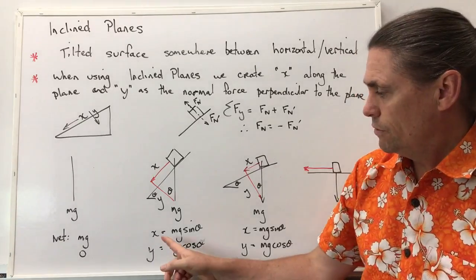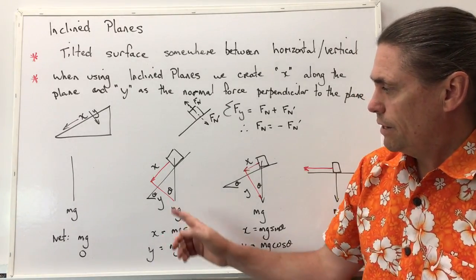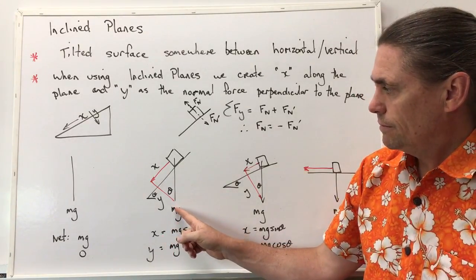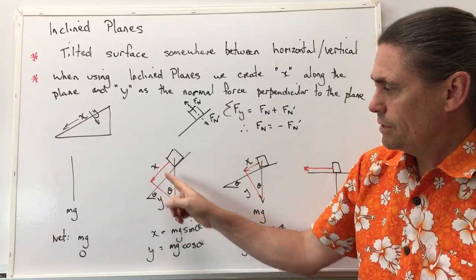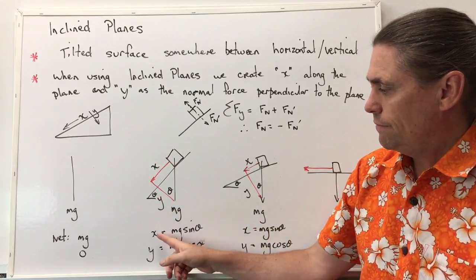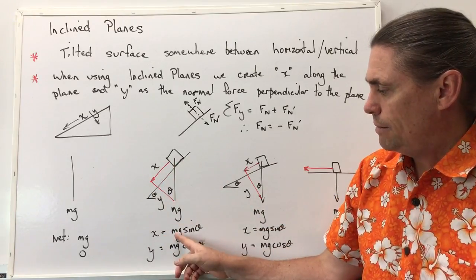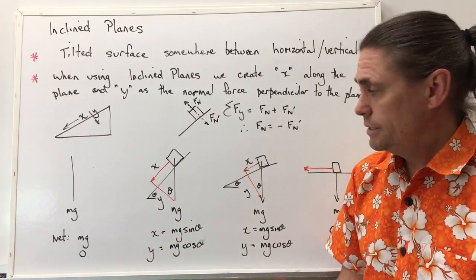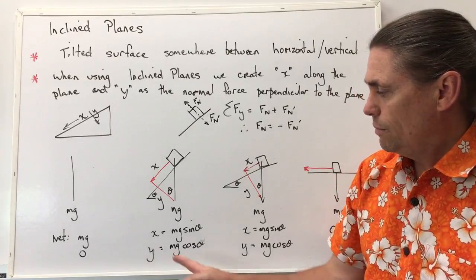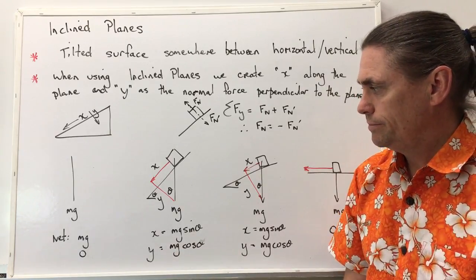First of all, in the x-axis, we're going to get mg sine, because this is opposite of our angle. So we're going to find that our object acting through the x-axis is going to be mg sine theta. Similarly for our y-axis, we're going to get mg cos theta.